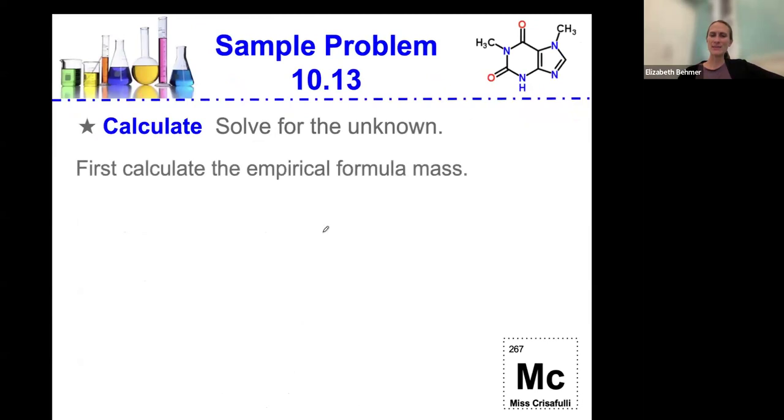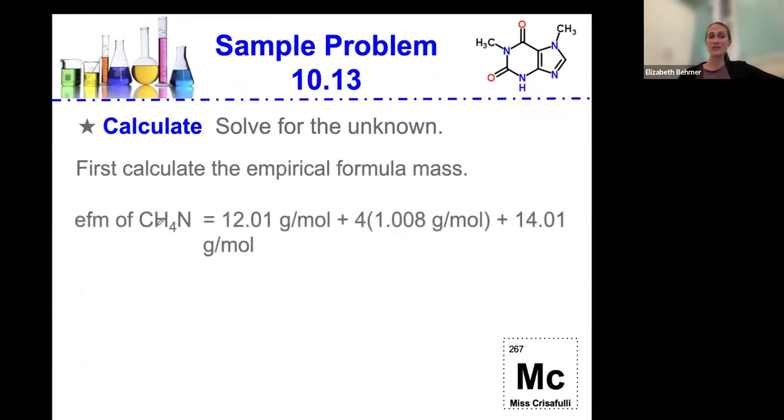So first, calculate the empirical formula mass. So we'll take CH4N. We're going to take 12.01 grams per mole because we just have 1 carbon. We have 4 hydrogens at 1.008 grams per mole each, and then 1 nitrogen at 14.01 grams per mole. To get a total, the empirical formula mass is 30.052 grams per mole.